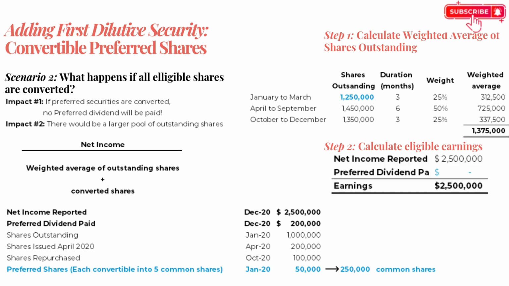As we said earlier, because there's no more preferred shares, no preferred dividend was paid. So there's nothing to minus out from the net income. So the eligible earnings are 2.5 million.